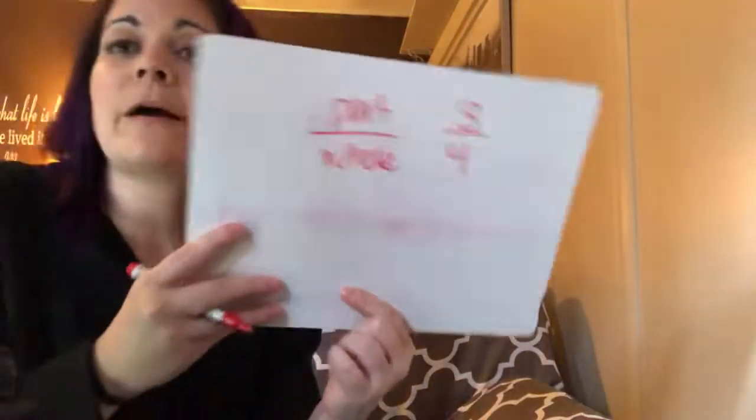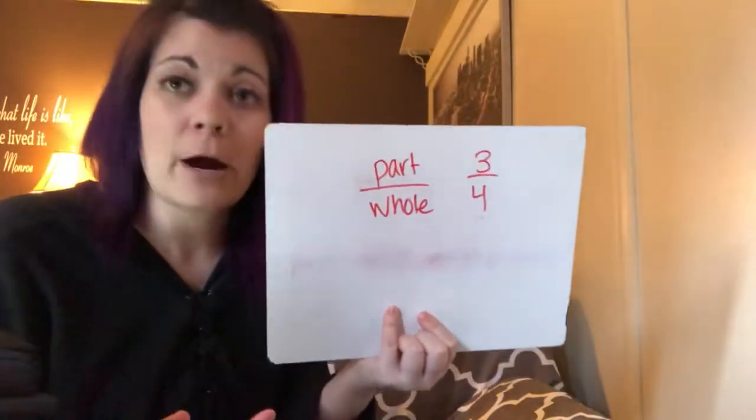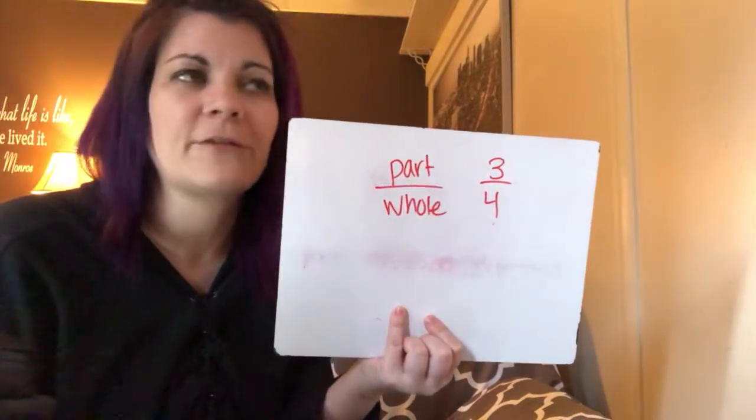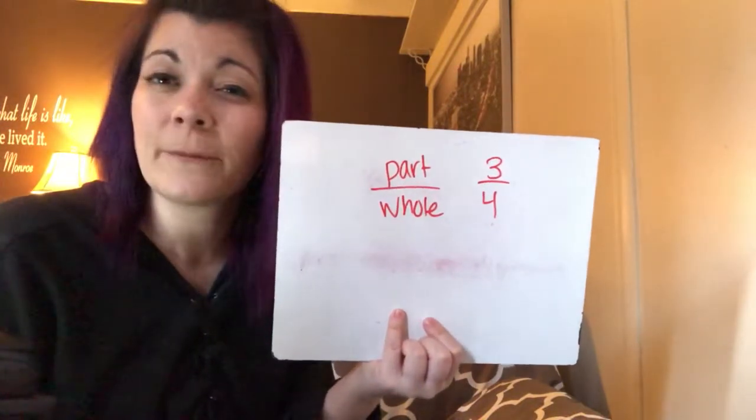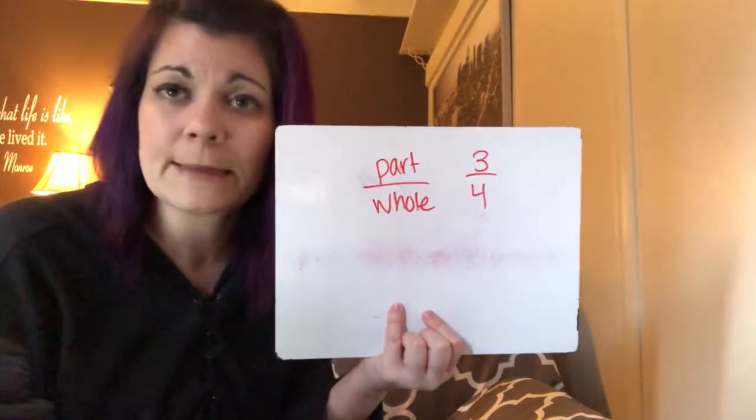So first of all, a fraction represents part to whole. So the fraction 3/4 means I have 3 parts and the whole is 4 parts. So I have 3 out of the 4 parts. So that's what it means. If I ate 3/4 of the pizza, that means I split it into 4 parts and I ate 3 of those pieces.